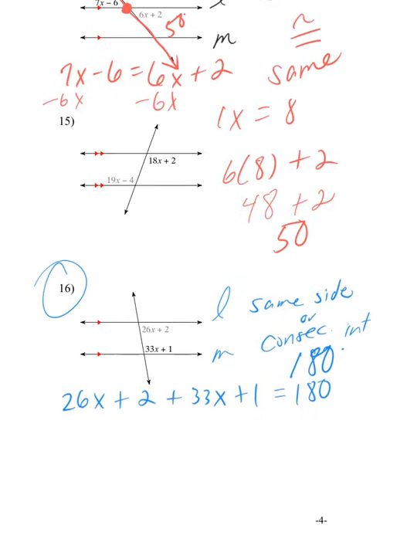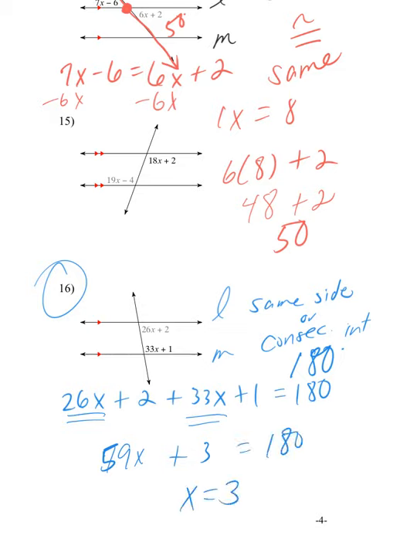So then you combine the like terms, combine the 26 and the 33. That's not 79x, that's 59x. x equals 3, plus 3 equals 180. What's the answer? x equals 3.